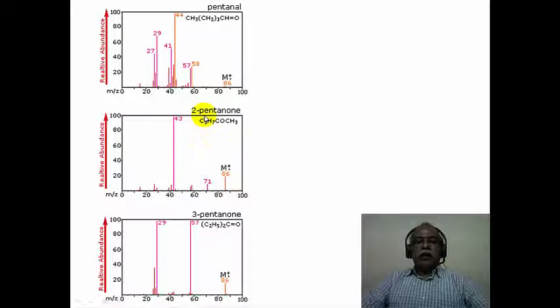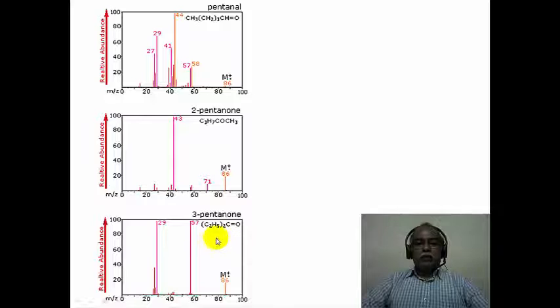On the other hand, if you take 2-pentanone, this is a terminal aldehyde, whereas if you take the internal ketone, there is a loss of 15 mass units corresponding to the loss of a methyl group. This is a 15 mass unit difference. 86 minus 15 is 71. And then the loss of propyl group produces an acetyl cation. It can also produce a propyl cation, but acetyl cation will be resonance stabilized. So that comes as the base peak at 43, in fact.